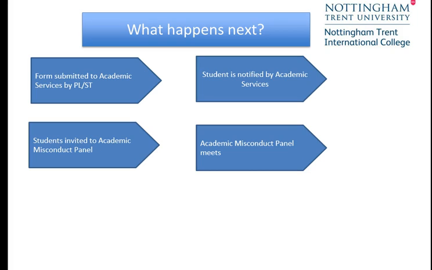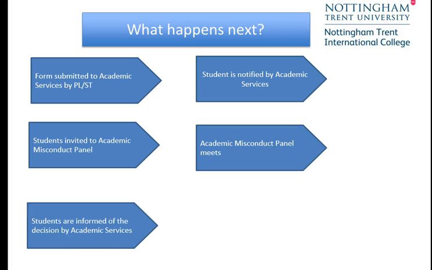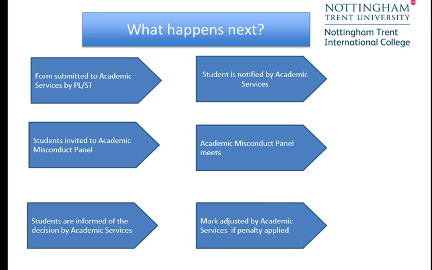And then the academic misconduct panel meets and takes into account what the student has said, takes into account the evidence that has been presented by the tutor, and then makes a final decision about whether there has been a case of academic misconduct or not. The students are informed of the decision by academic services, and the mark is adjusted by academic services if a penalty has been applied.